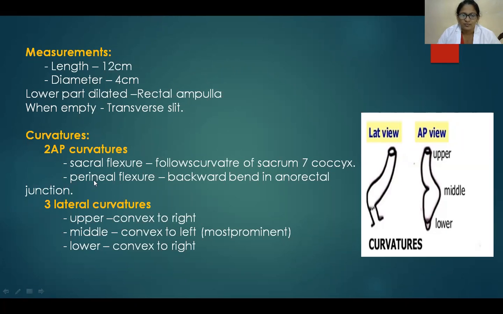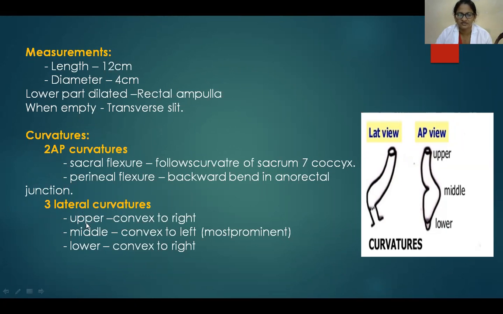Then the perineal flexure. How is the perineal flexure formed? By backward bending of the anorectum at the anorectal junction. Next, coming to the three lateral curvatures.